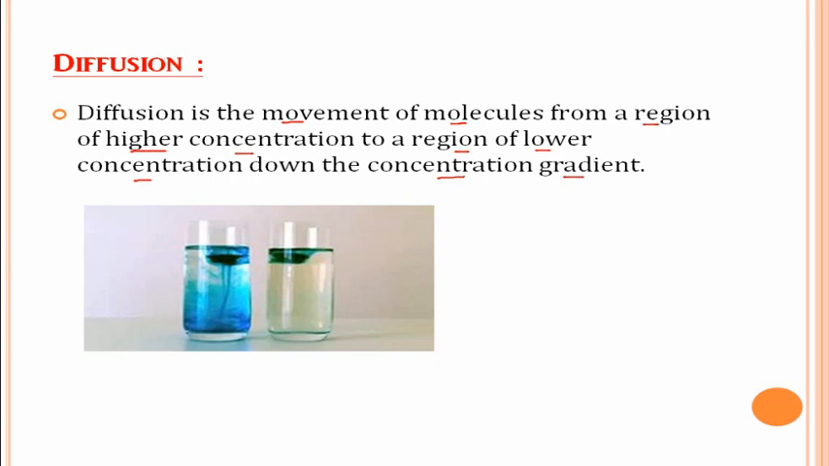Okay, so here you see 2 glasses. In one glass, this glass, I have just added a blue colored salt. When I poured the salt inside the glass, the salt is here. The higher concentration of salt molecules is here. Now, due to diffusion, the molecules will move from a region of higher concentration to a region of lower concentration, down the concentration gradient.